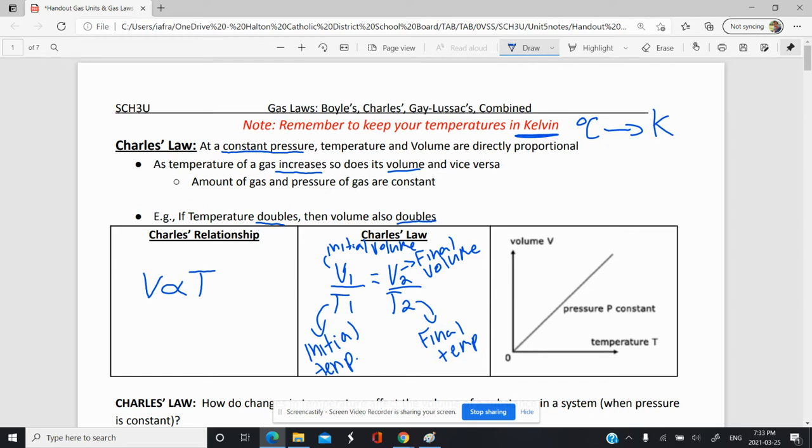Here you can see a graphical representation of Charles' law. So you can see that temperature is on the x-axis, and then volume is on the y-axis. And as temperature goes up, as long as pressure is constant, you can see that the volume increases as well. So essentially, if we have a temperature over here, and we double that temperature over here, you can see that the volume doubles. So if this was 5, this would be 10, for example. Okay, and that's Charles' law.